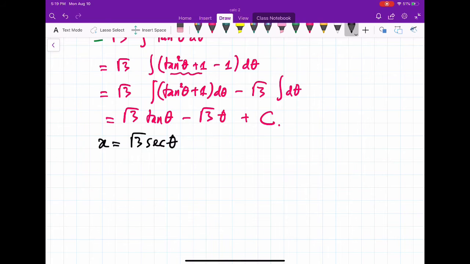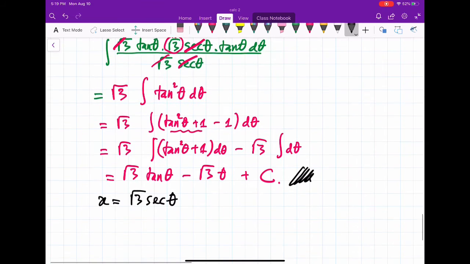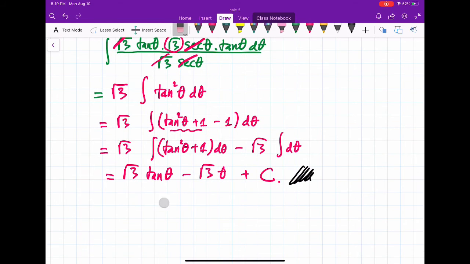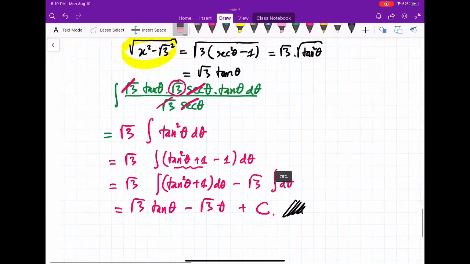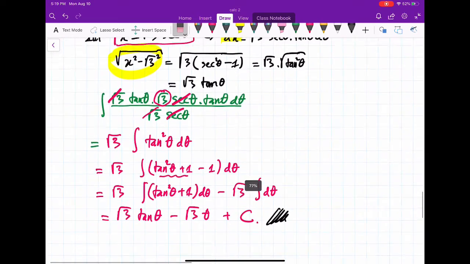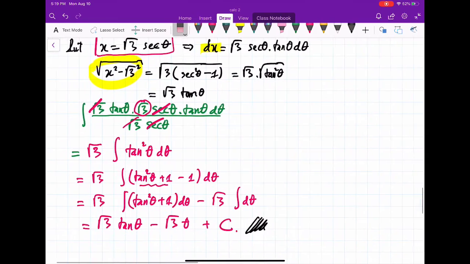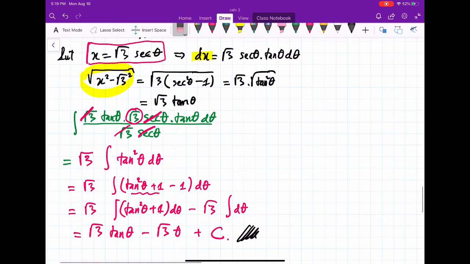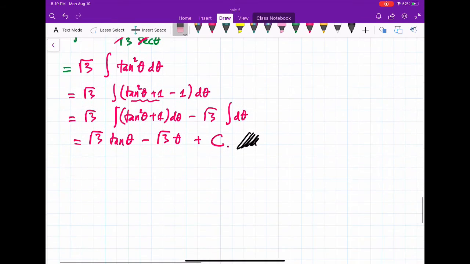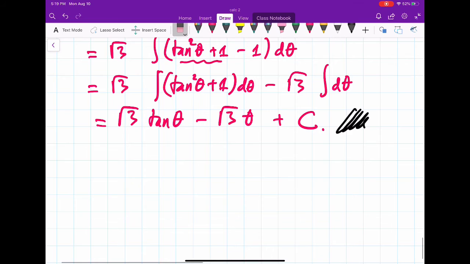Or sometimes, if you want, you may change the integration limits in here, and then you substitute the new intervals into the function. Let's try that, because in this case, you have to involve inverse functions and everything. So let's check the substitution. X is square root 3 secant theta.